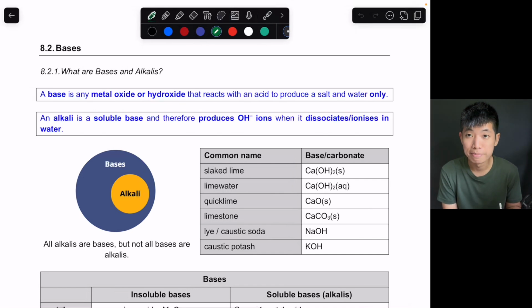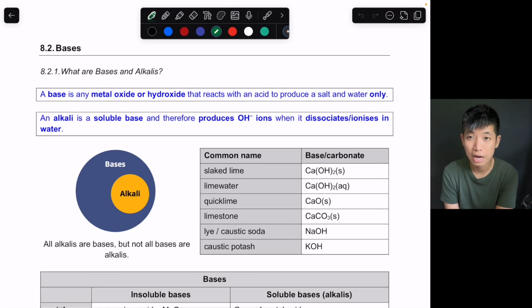A base is any metal oxide or hydroxide that reacts with an acid to produce salt and water as the only products. Examples include sodium oxide, sodium hydroxide, magnesium oxide, magnesium hydroxide. So we are referring to metal oxide or metal hydroxide.